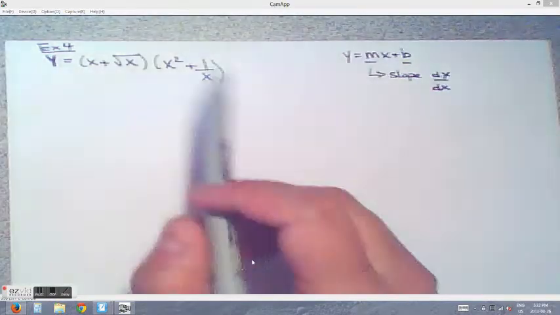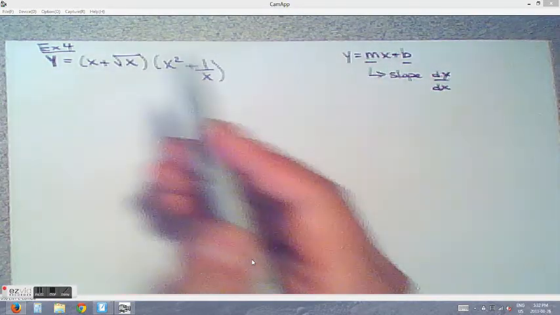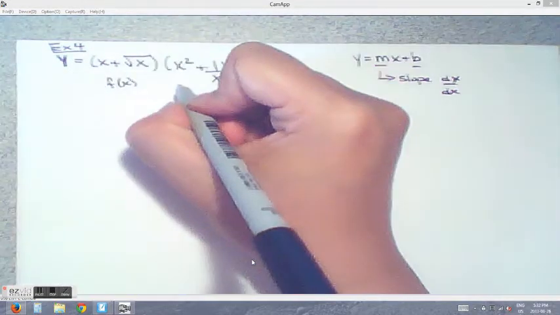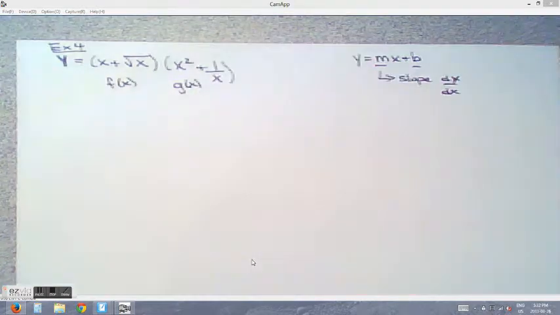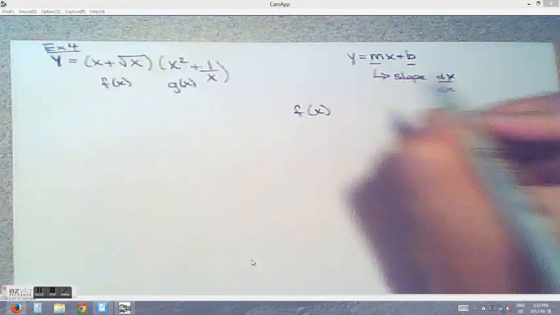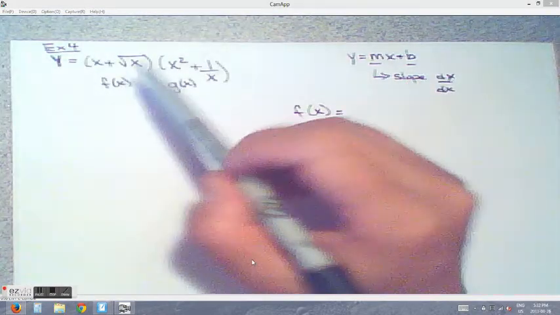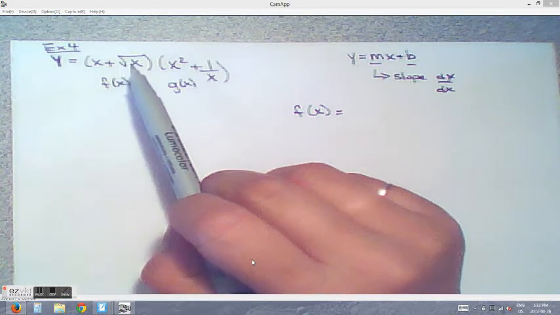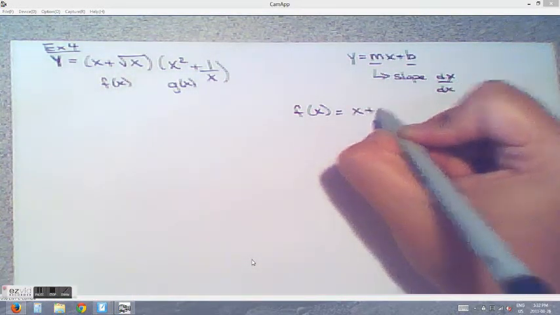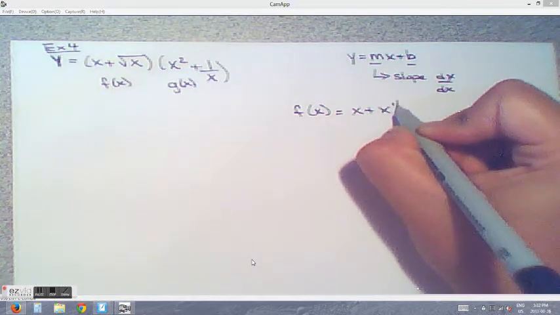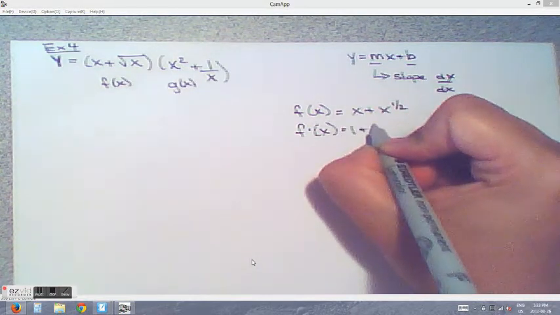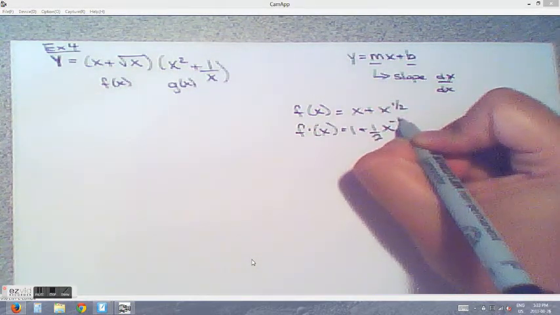So the first thing we're going to do is actually find the derivative of our function. I'm just going to quickly label this. You don't have to do this, but if it helps you, you can go right ahead and label that as f and that as g. So f of x over here, I'm going to change the first bracket. You'll see that there is a radical there, so I'll just say x plus x to the exponent 1/2. f prime at x is then equal to 1 plus 1/2 x to the negative 1/2.